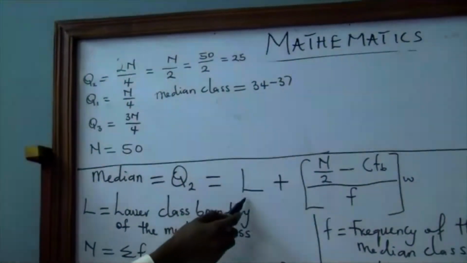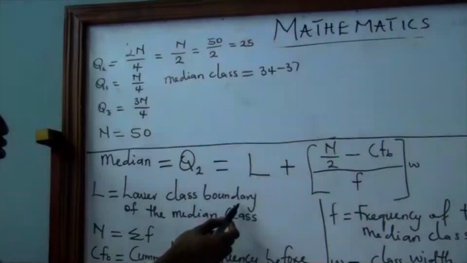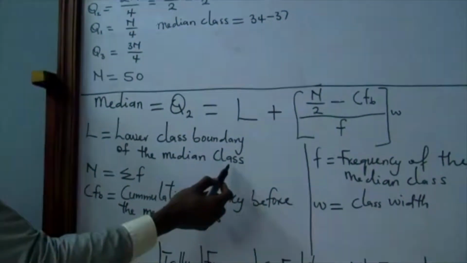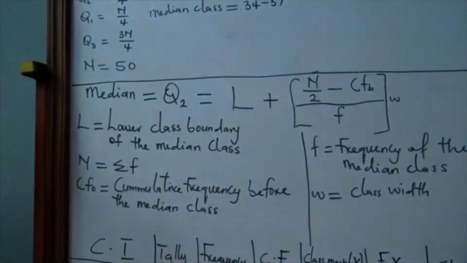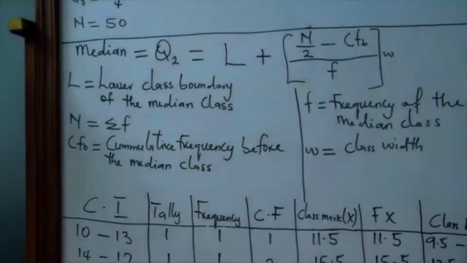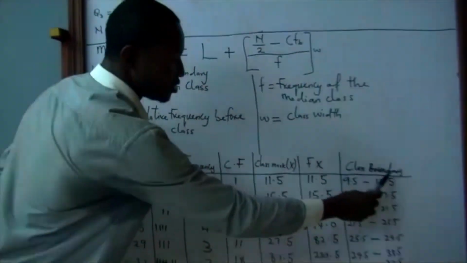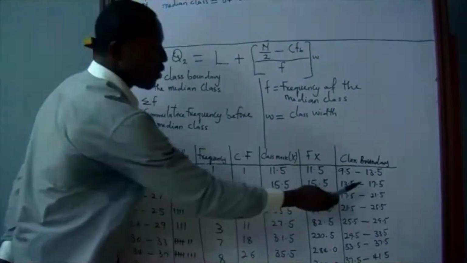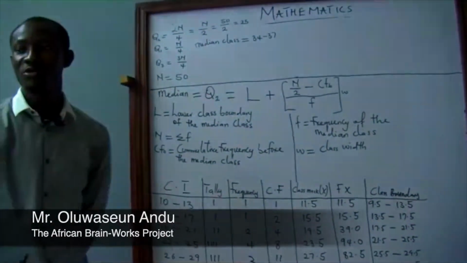So L, which is the lower class boundary of the median class, now tells me to go back to the median class and get the lower class boundary. And this is the class boundary. So I need now to explain how I obtained my class boundary.